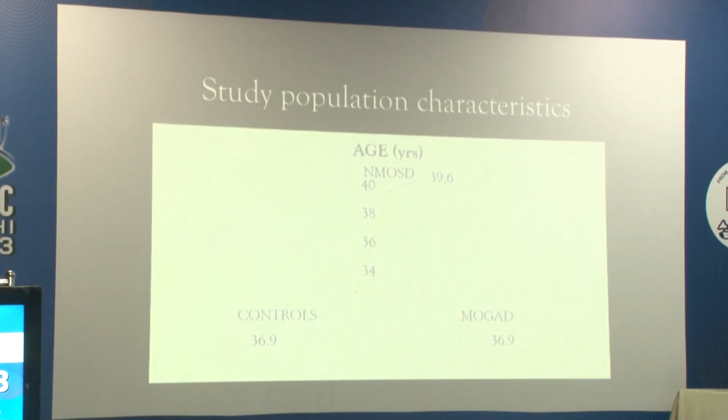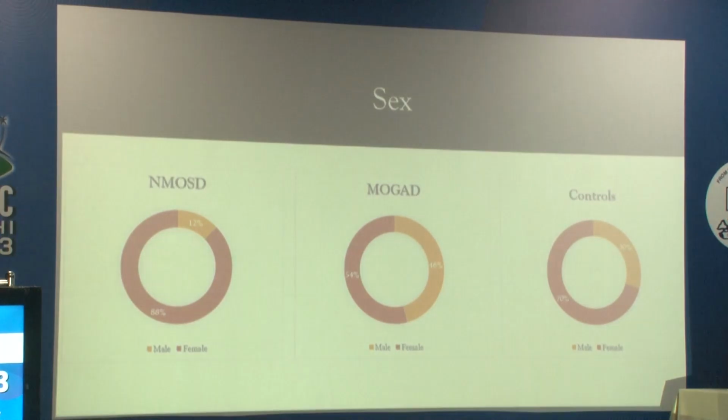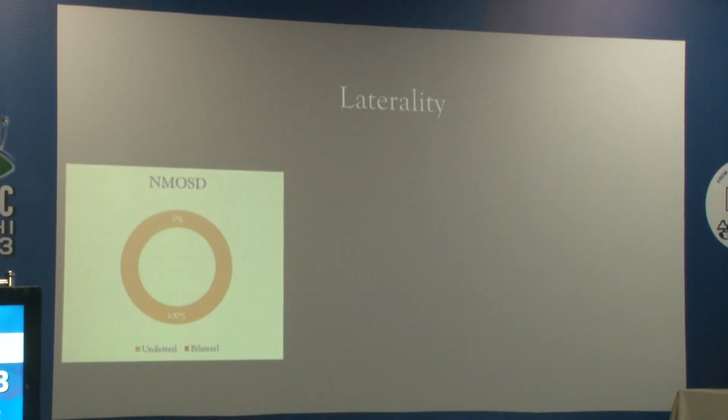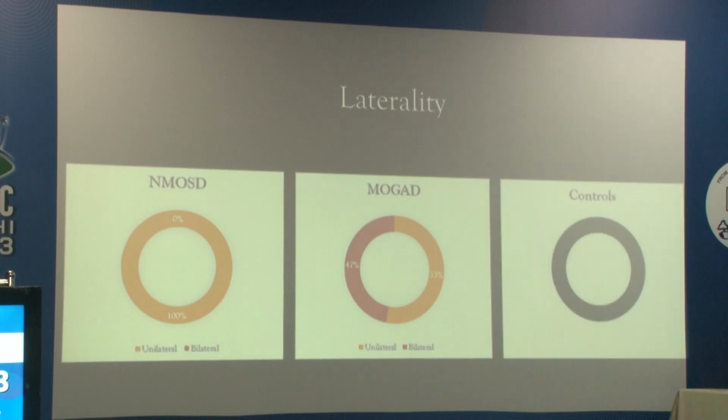The average age distribution in the 3 groups was around 37 to 40 years. The majority of the NMOSD patients were female. MOGAD had an equal gender distribution, and 70% of the controls were females. All of our NMOSD patients were unilateral in terms of presentation. MOGAD had an equal unilateral and bilateral presentation, and this did not apply to the controls, obviously.